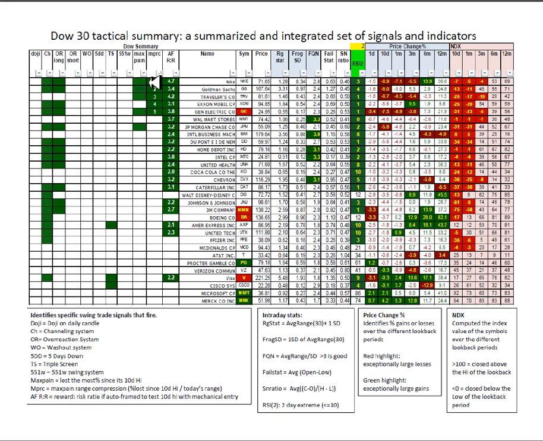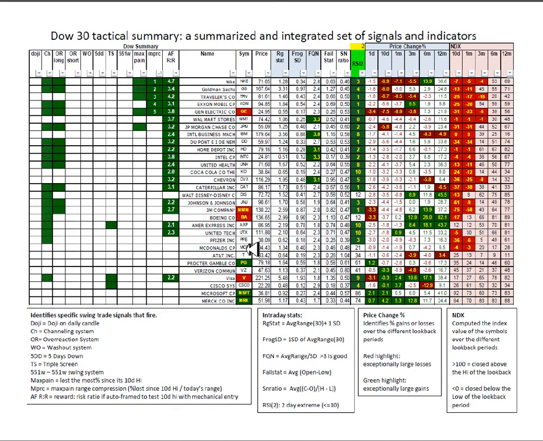This is a view of a page in our daily report set. It looks at the Dow 30, called the Tactical Summary, and it pulls together a lot of different signals that we use as a way to start building our trading plan. On the left-hand side of the screen, just for reference, we have a bunch of our swing trade patterns. We have what we call the auto framer reward to risk ratio, which is a standard way of computing opportunities versus the risk. And we're looking at the 30 symbols of the Dow 30 industrials here.